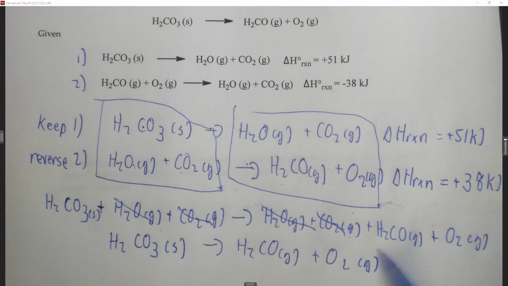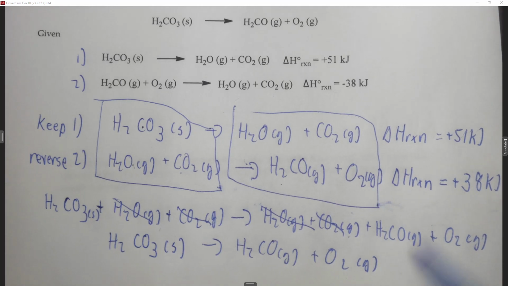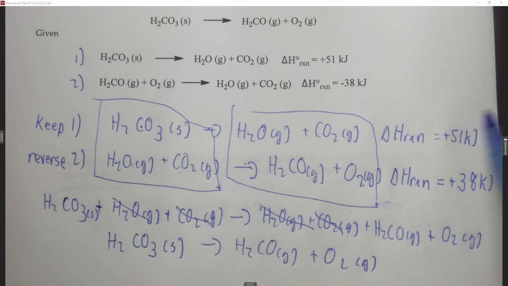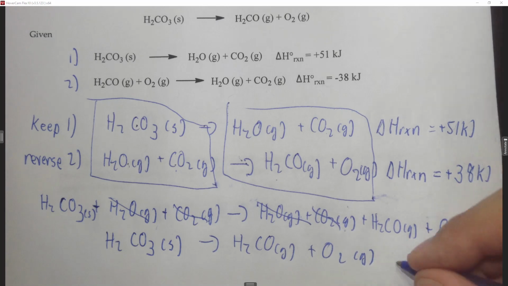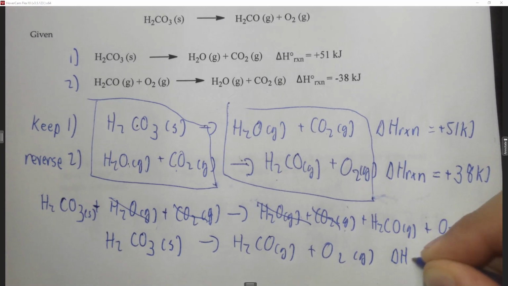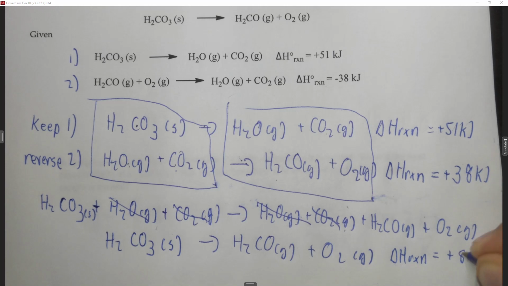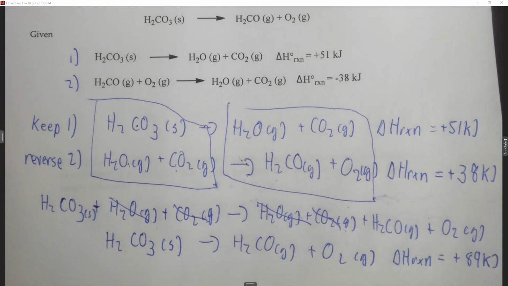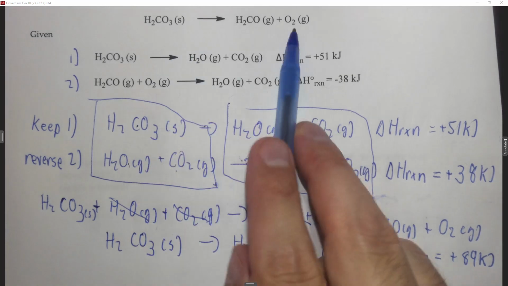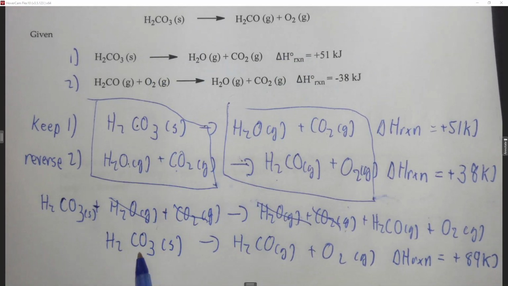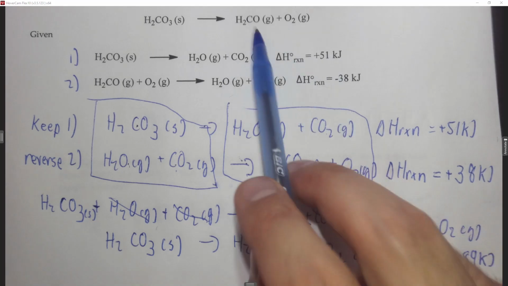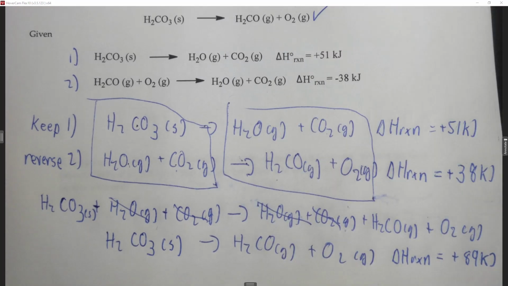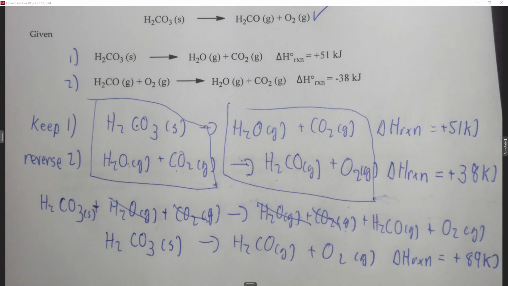For the examples that are chosen, it's common that things cancel out like this. Since I added these two reactions together, I can add their delta H's. I just take 51 plus 38, so delta H of the reaction equals positive 89 kilojoules. Now this reaction is exactly identical to the reaction we were trying to find: carbonic acid yields formaldehyde plus oxygen. I found the delta H of this reaction, so of course I found the delta H of the target reaction. Said another way, I answered the question that was asked of me.